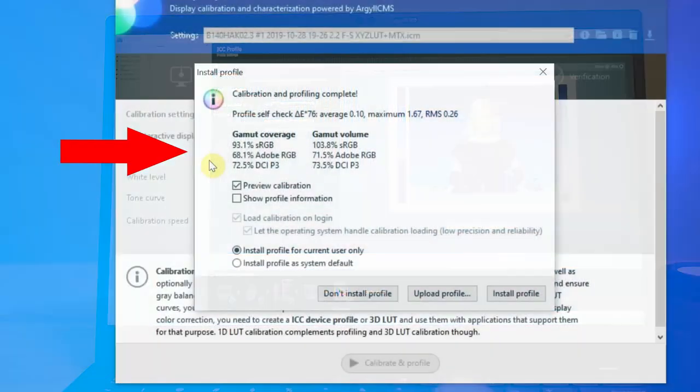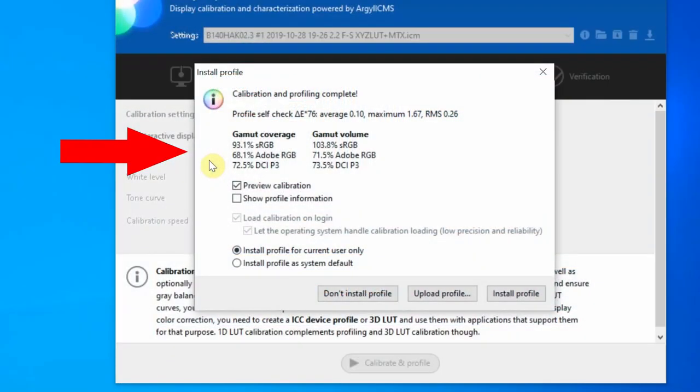That's basically it. Now, I also tested out the color gamut coverage of the screen, and for sRGB it came out at 93.1%. Then for Adobe RGB, it's sitting at 68.1%. So that's what you're looking at for the color gamut coverage of the full HD touchscreen.